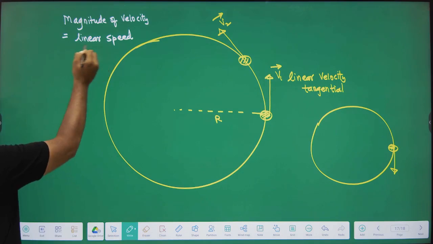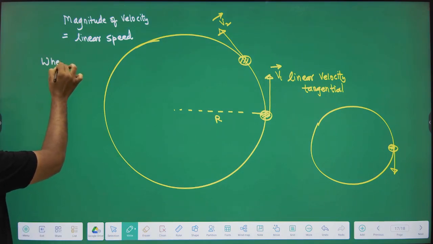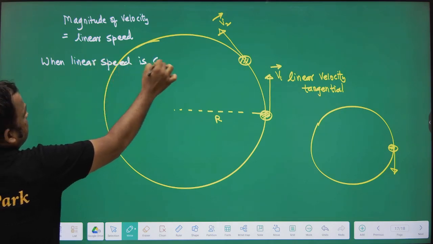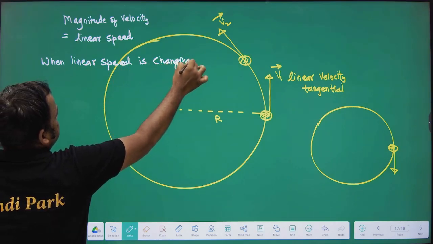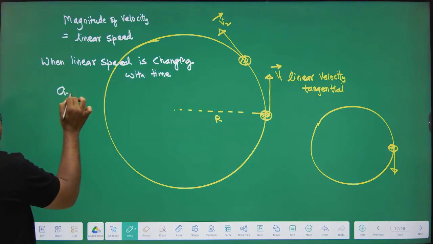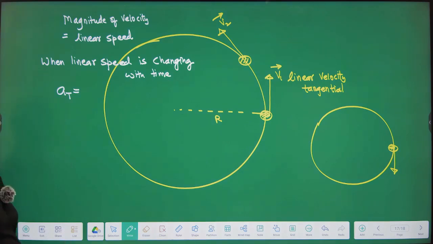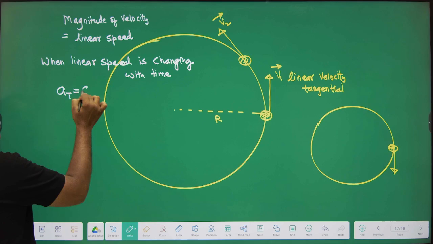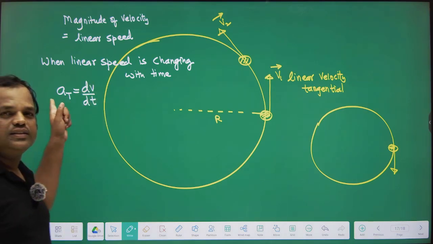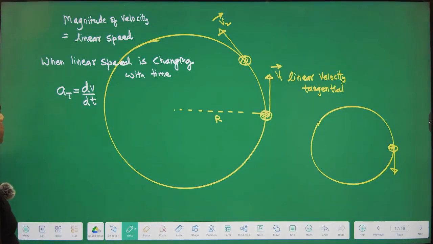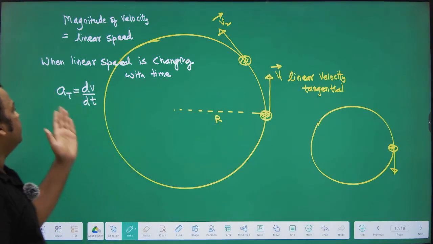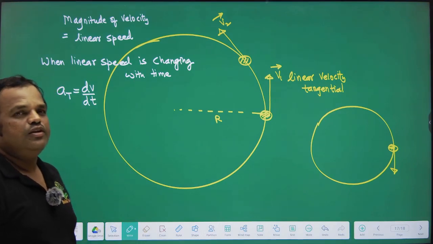So when linear speed is changing with time, we have an acceleration known as tangential acceleration. The formula for tangential acceleration is dv by dt. So this is instantaneous tangential acceleration. Now in uniform circular motion, it will be zero because speed will be constant.